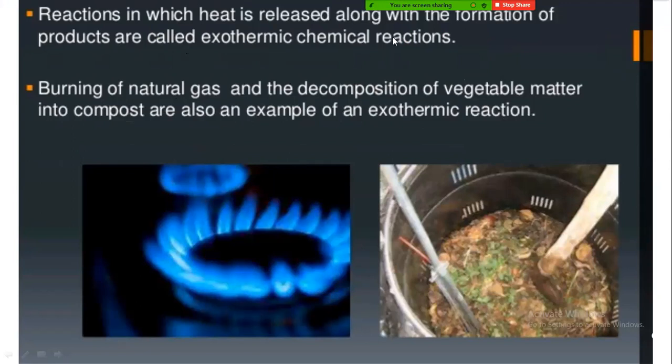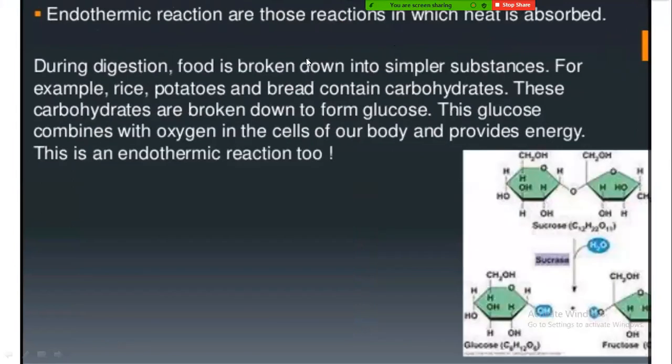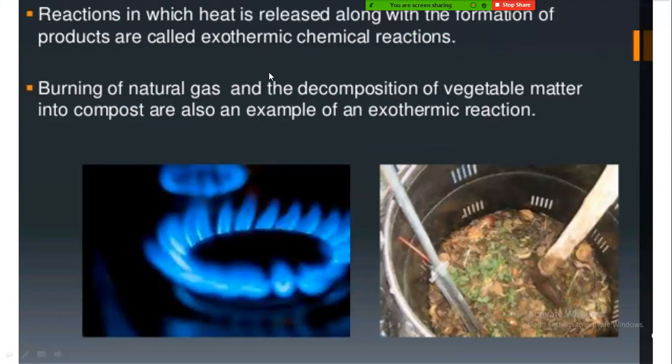Reaction in which heat is released along with the formation of products are called exothermic chemical reaction, right? We have seen this one before, exothermic and endothermic reaction. Endothermic reactions where heat needs to be applied, those are called endothermic reaction, right? Burning of natural gas and the decomposition of vegetable matter into compost are also examples of exothermic reaction. Okay, right?